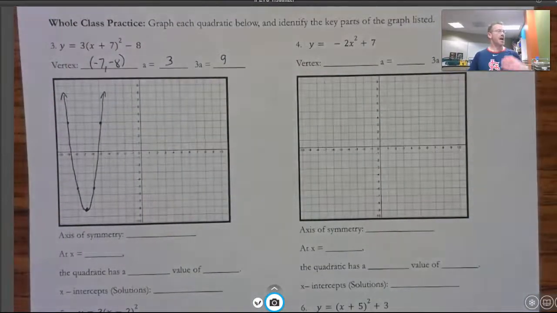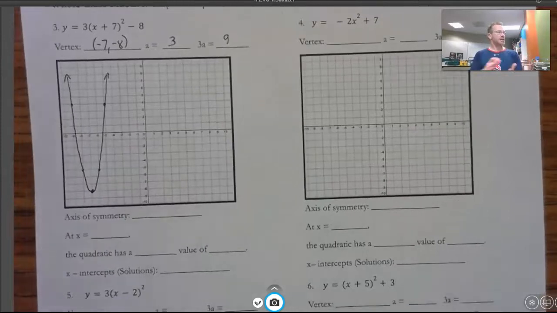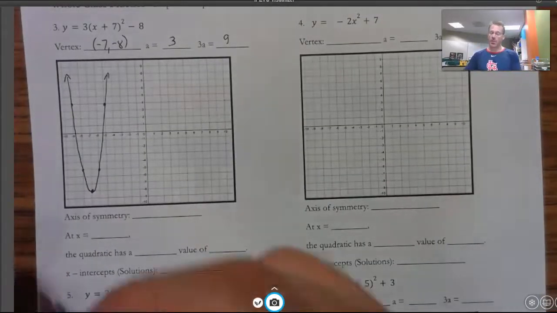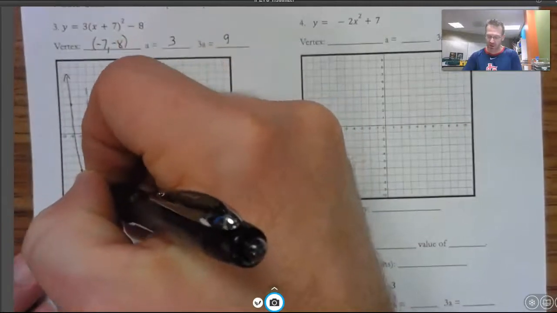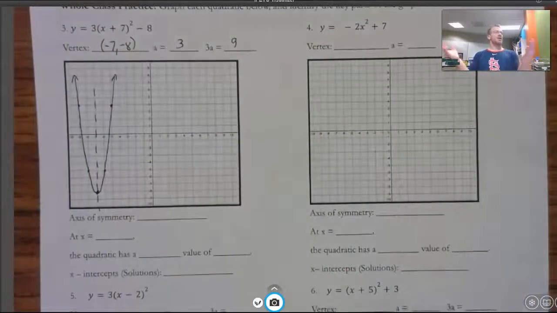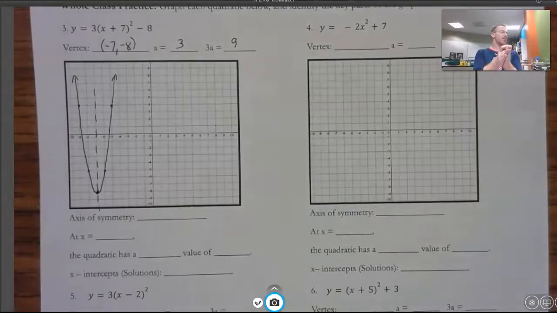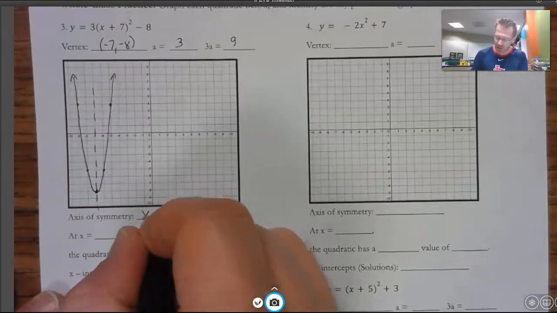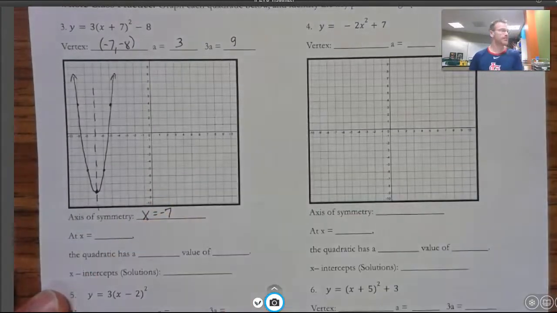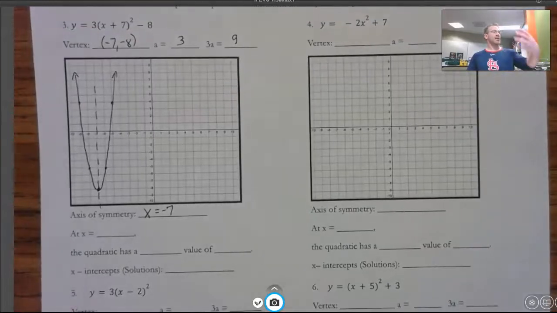Okay, so now axis of symmetry. The axis of symmetry is that vertical line that runs through the vertex. If we were to fold our graph over that line, the left side and the right side are matched perfectly. And we can see that that's the vertical line. It goes through the vertex. And so the equation of my axis of symmetry would be x equals -7. So that's the first thing, identify the axis of symmetry.